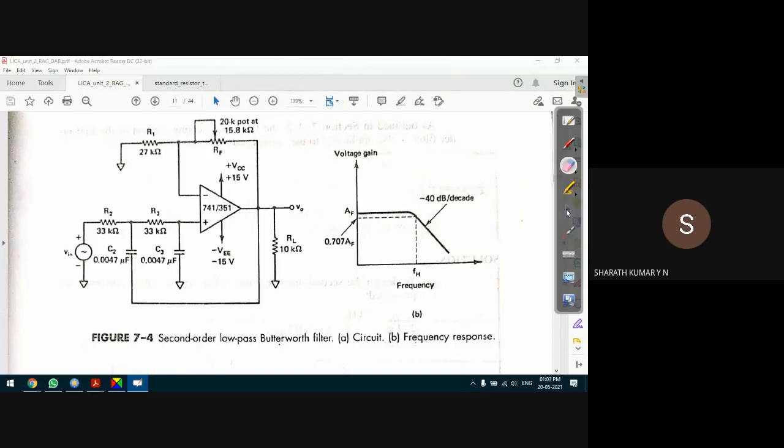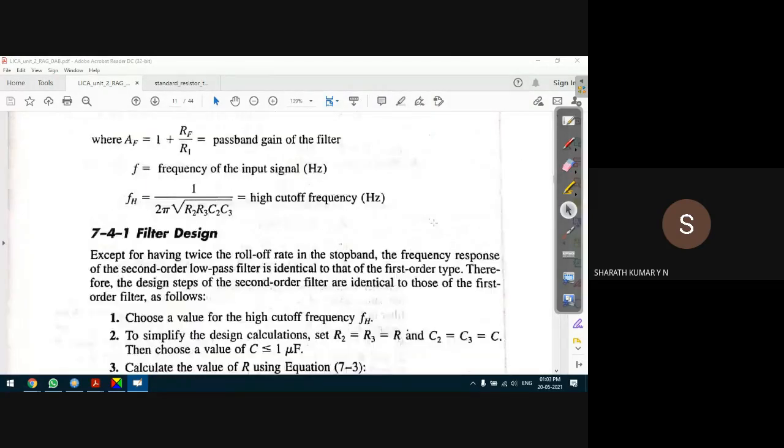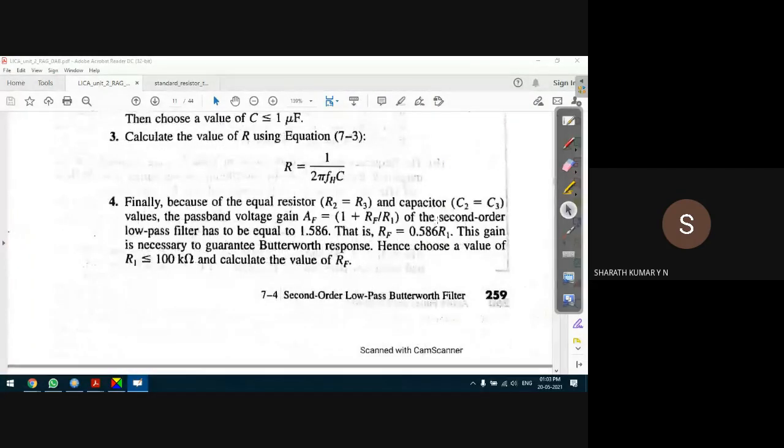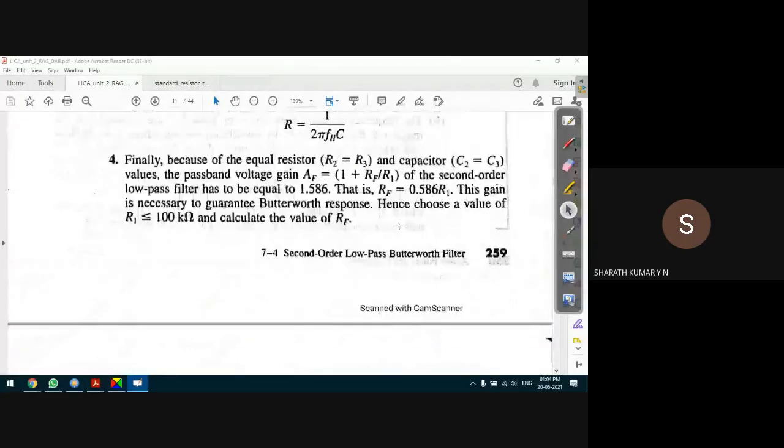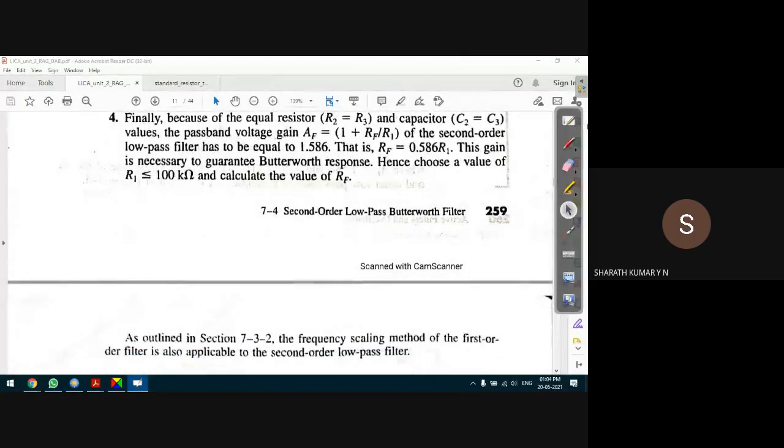That's why, as the order of the filter increases, the gain of the amplifier should reduce. If it increases, then it's of no use; we can't achieve the filtering operation. So this gain gives the Butterworth response. Choose R1, let us say 100 kilo ohms. Then I calculate the value of RF using this formula: RF is equal to 0.586 into 100 kilo ohms, for example.